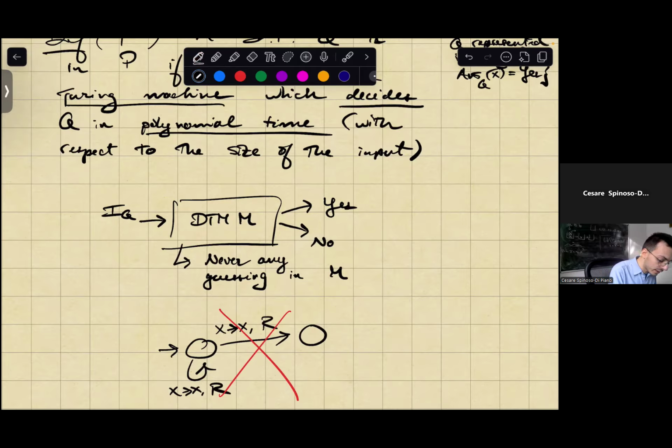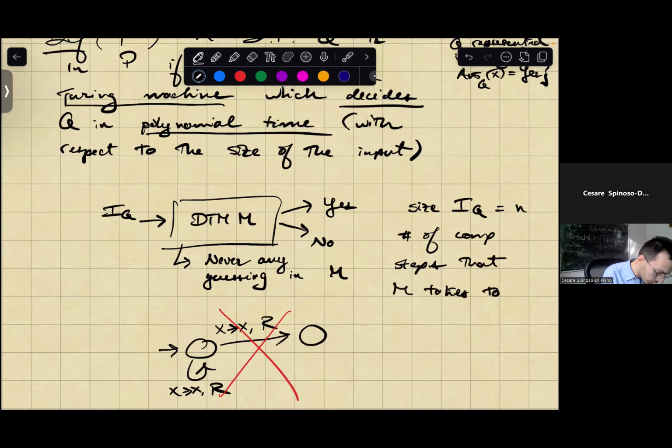And the last thing is that this occurs in polynomial time, right? So that means that if the size of the instance of the problem Q that you're giving to the deterministic Turing machine is, let's say, n bits, n letters, whatever, then the number of computational steps, i.e. really the number of transitions that M takes to decide the instance of Q, is polynomial in n, right? So it's n to some power k, right?